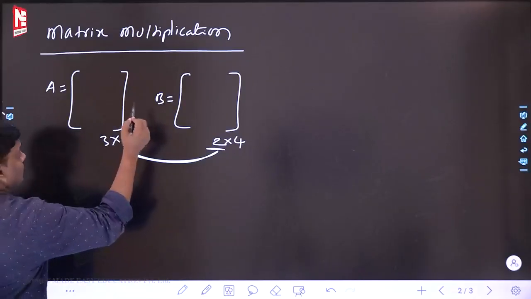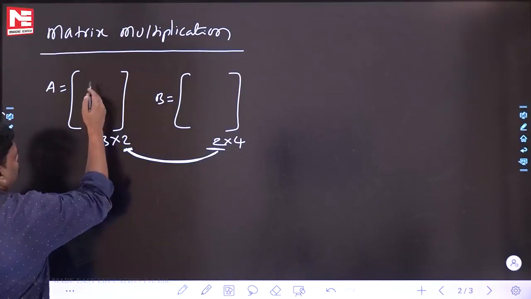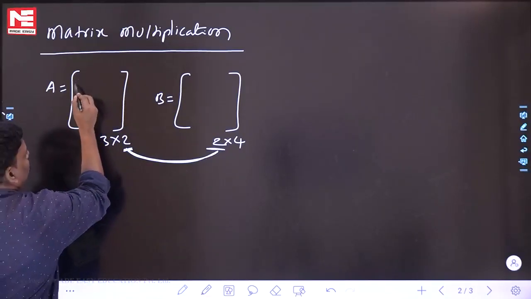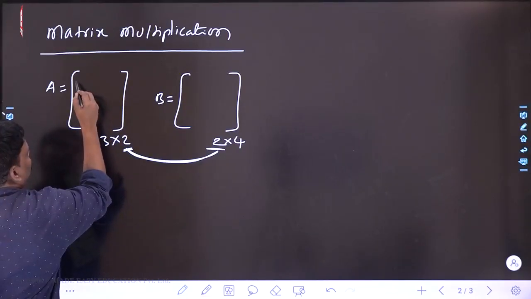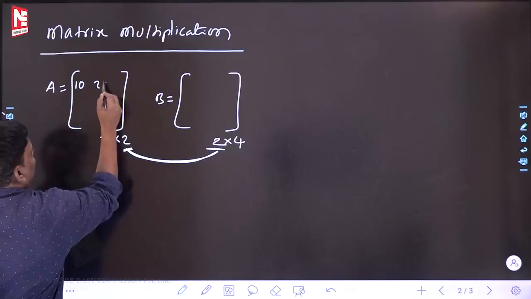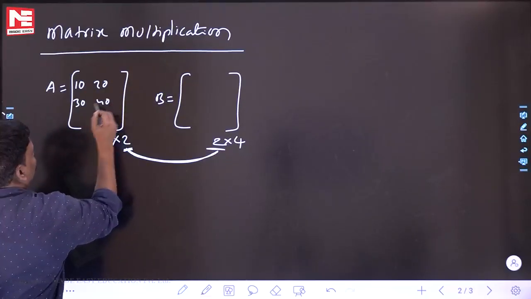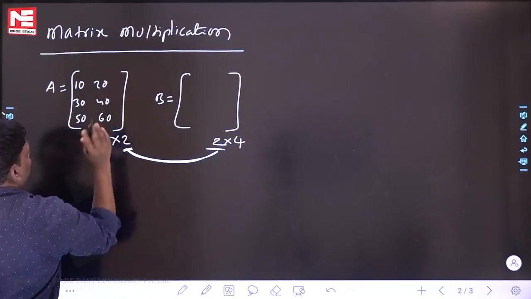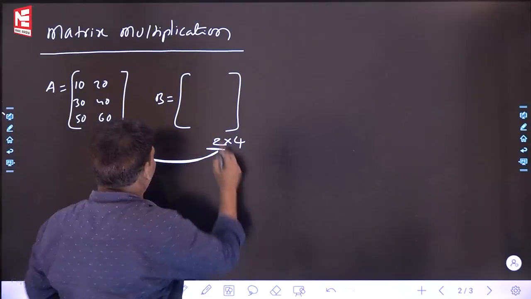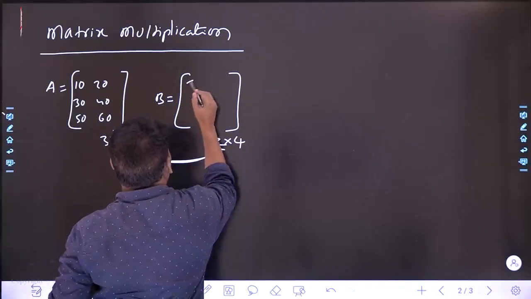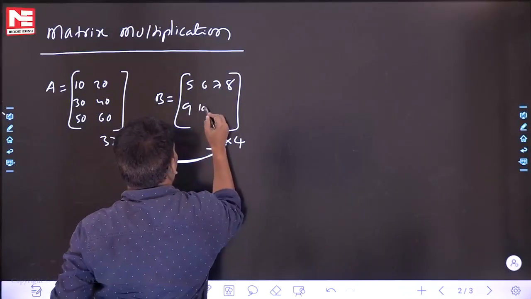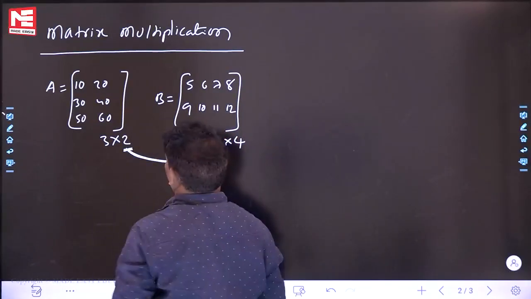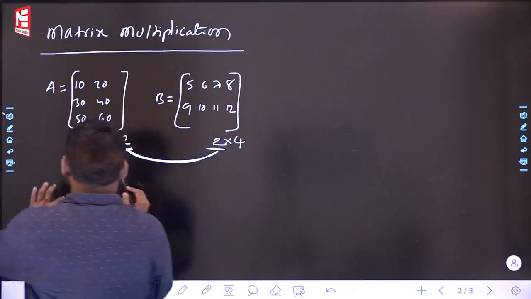Now, some people are asking, sir, can you give one small example? Only for namesake, let's see this one. A is a 3 by 2 matrix. Let me write here: 10, 20, 30, 40, 50, 60. That is 3 by 2. The next one is 2 by 4. Let me write: 5, 6, 7, 8, 9, 10, 11, 12. Like that.